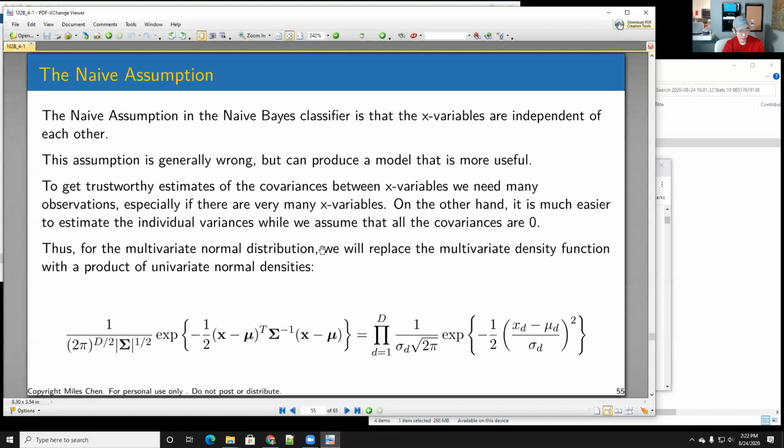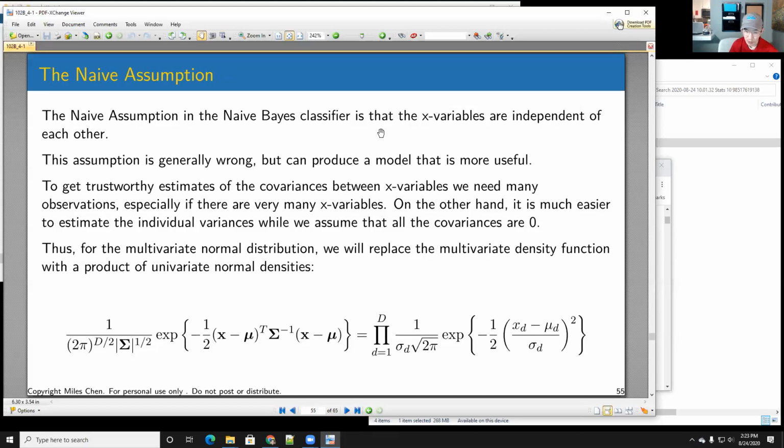So when we talk about the naive assumption in the naive Bayes classifier, what we are saying is that all of the x variables are going to be assumed to be independent of each other. Now this assumption is usually wrong in that the x variables are frequently related. There's frequently covariance between the x variables. Okay, so why would we want to make the naive assumption?